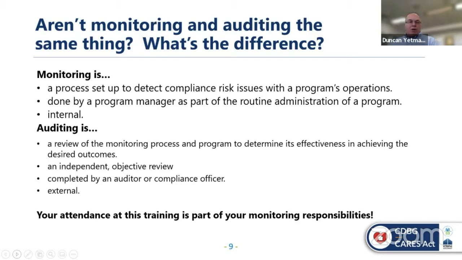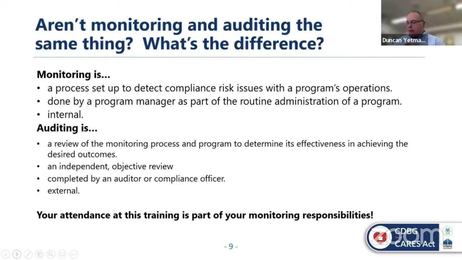Generally, a monitor looks at a system that is set up by established policies and procedures. And that could be a CDBG-CV grant. It could be a power plant. It could be a hospital. And what the monitoring does, it establishes processes to ensure that the system continues to operate at peak efficiency and that risks to that operation are minimized.